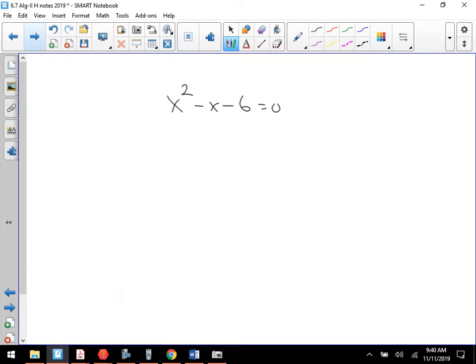When you got to this, we had to factor it. So what times what is -6, and you add together to get -1? What do you get? What were your zeros? 3 and -2. This one had 2 solutions, 2 possible solutions, because there were 2 values of x. It was a squared function.